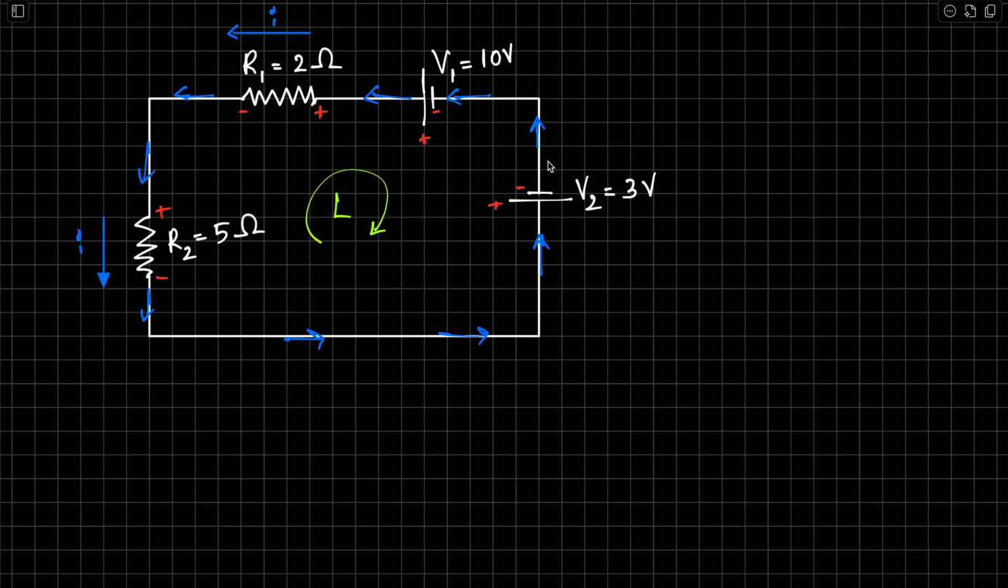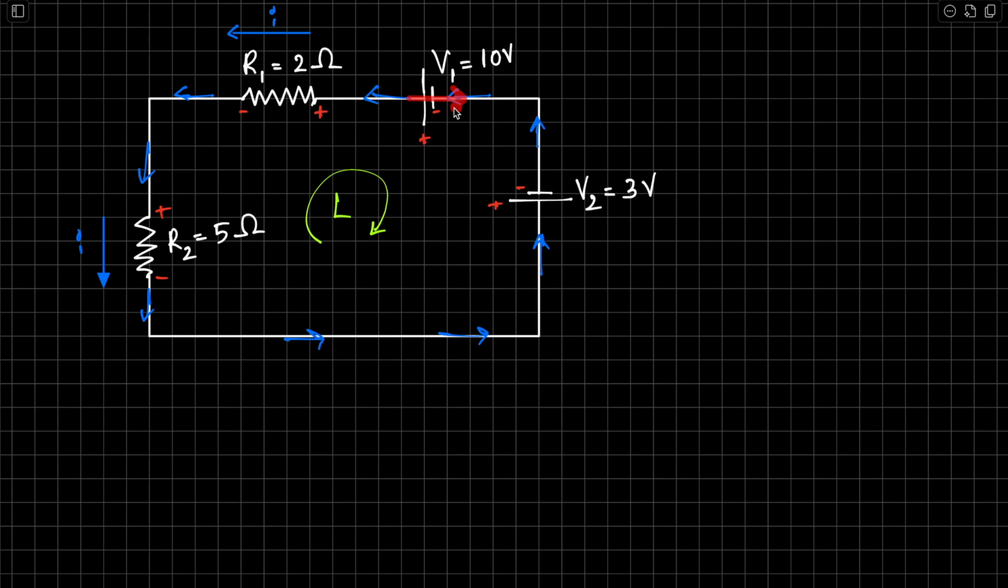You can start from any component, it's totally fine, but I'm starting from V1, okay? So I'm going clockwise. This is the direction I'm going. That's the clockwise direction, right? I'm starting from here.